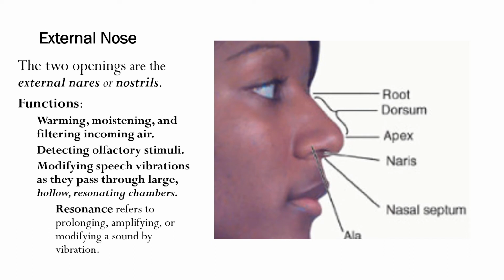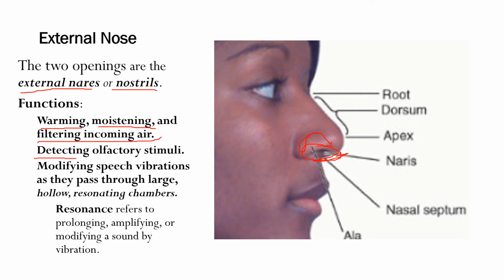So when you look at the external nose, before you came into the internal nose and looked at those bones, so to speak, as we look at it, we have this breakdown. You have the root, the dorsum, the apex. These are called the nares, when you flare your nostrils. In the center is the nasal septum, and they call this the alar right here. So the two openings are the external nares or nostrils. The function is warming, moistening, and filtering incoming air.